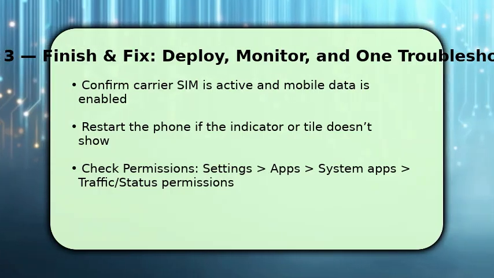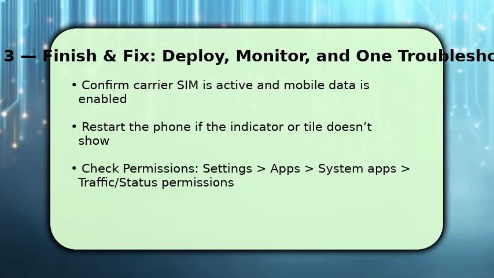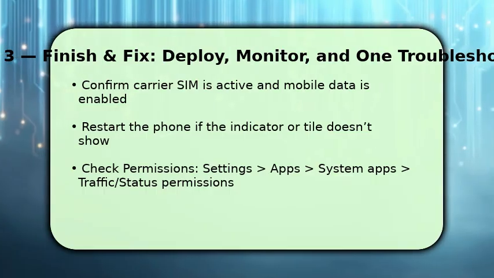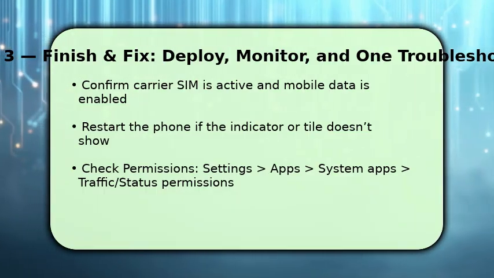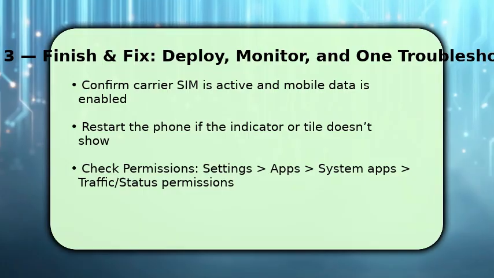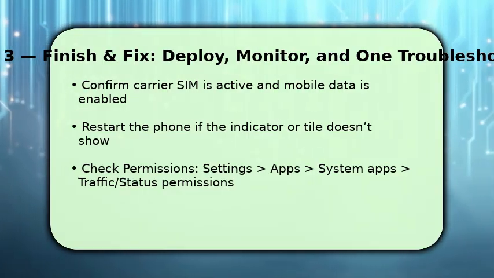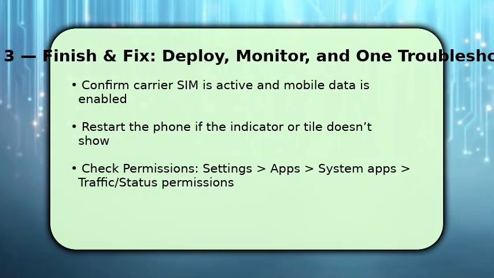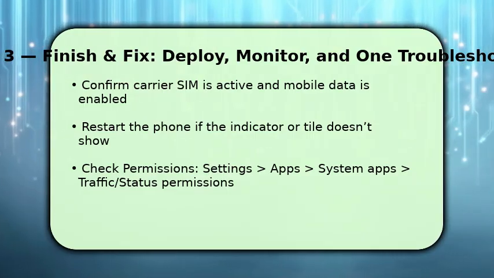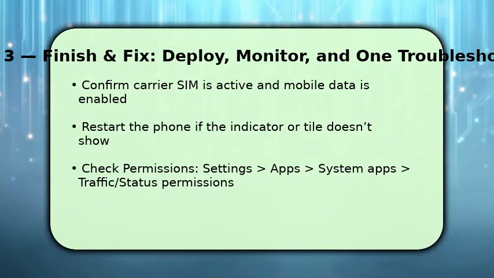If the traffic number or quick tile still fails to show, check System App Permissions. Go to Settings, Apps, Show System Apps, find the Traffic or Status app, and allow network and notification permissions. If problems continue, toggle the setting off and on once more. This refresh often fixes stale UI elements.